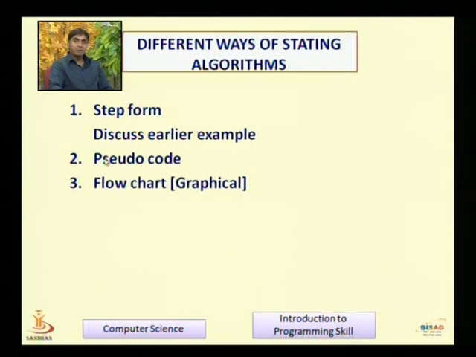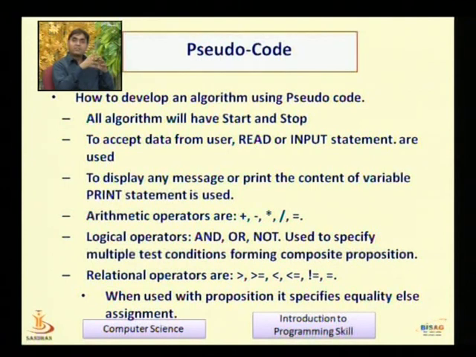Three different ways to represent this: first, the step form, then pseudocode and the flowchart. The step form we have discussed earlier, and the flowchart we have also discussed. Now we discuss how to develop the algorithm using pseudocode.